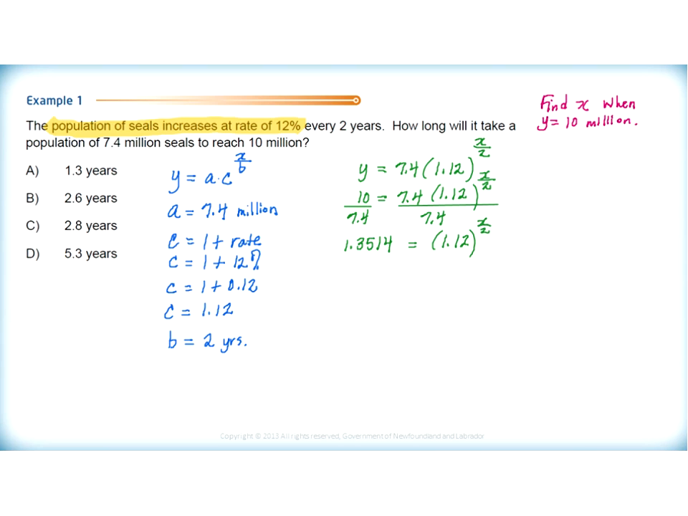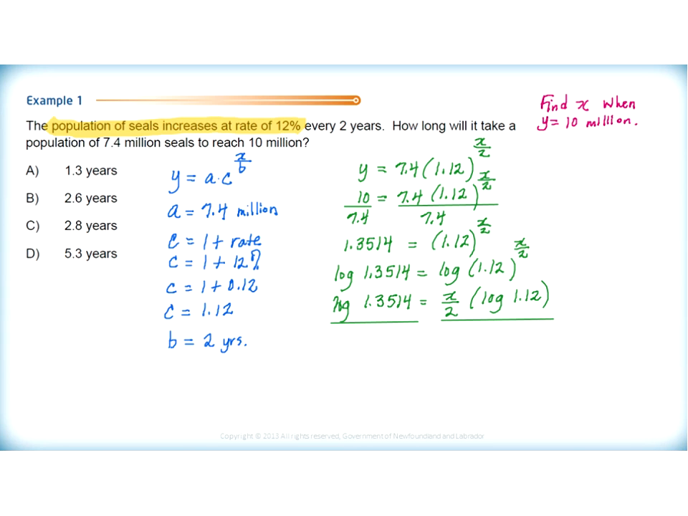Note that both sides of these equations cannot be represented with the same base. So we have to take the log of both sides. So we have the log of 1.3514 equals the log of 1.12 raised to the power of x over 2. Now we can use the power law of logarithms and bring that exponent in front of the log of 1.12. So then we can divide both sides of the equation by the log of 1.12.